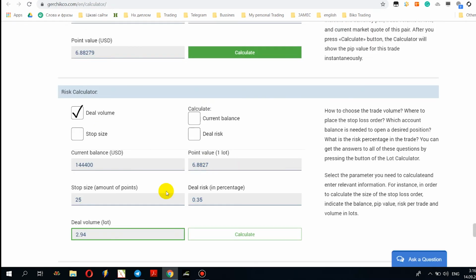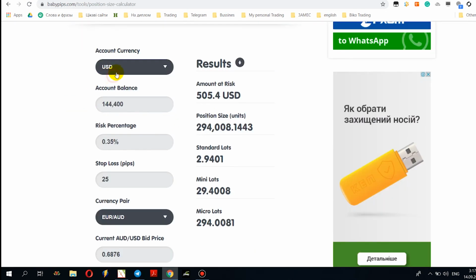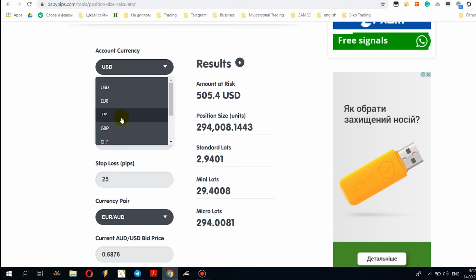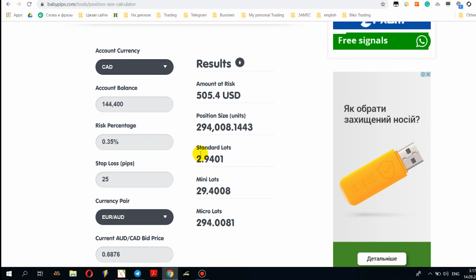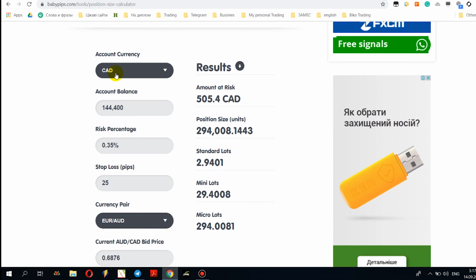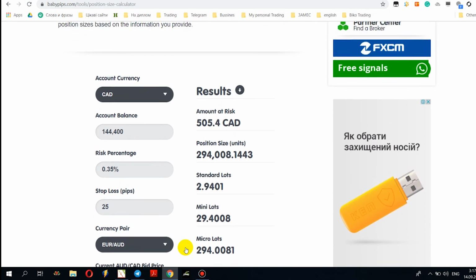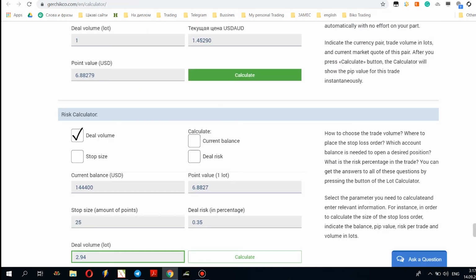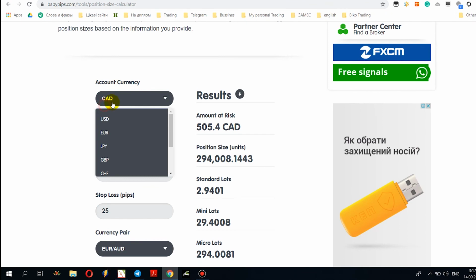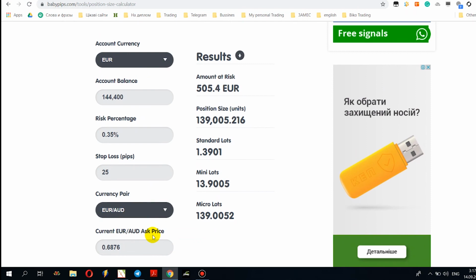What is better to use for you? You can choose for yourself, because if you have another currency pair or another currency balance, for example British pound or Swiss franc or Canadian dollars, it is better to use babypips, because sometimes with another currency it's hard to calculate what your risk per position is properly.